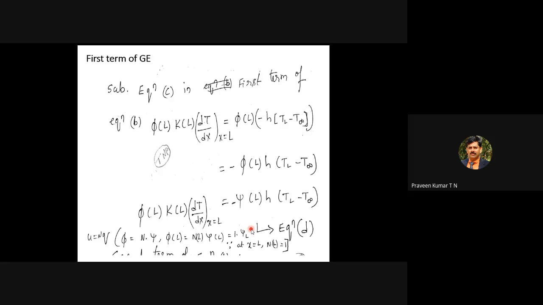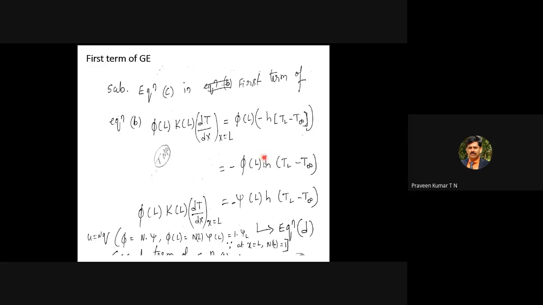You can see the same thing here. So this is KL into dt by dx into dx, that we replaced by phi of L minus h into TL minus T infinity. I am concentrating on the first term. Now phi of L, h into TL minus T infinity. So now h into TL minus T infinity is nothing but a convective heat transfer.